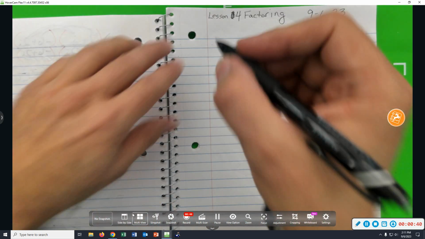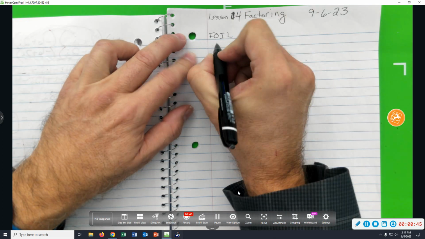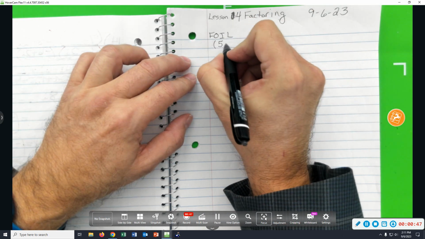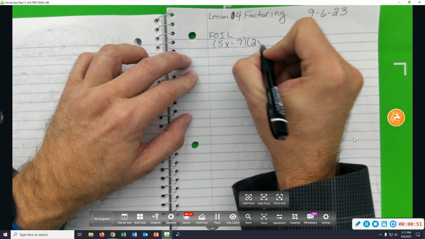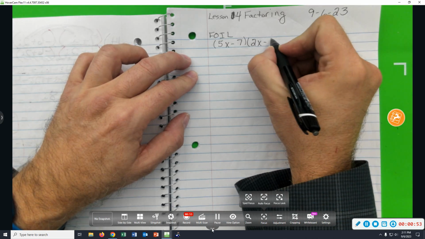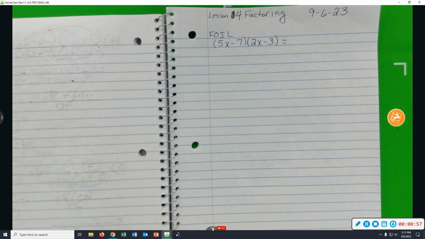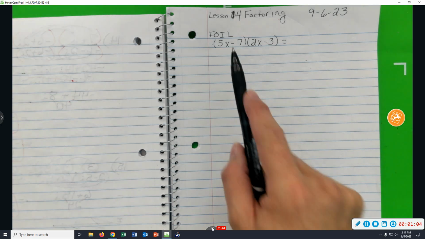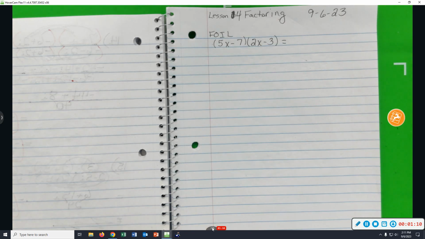I want to review something that we were doing last week. FOIL. Suppose we had 5x minus 7 times 2x minus 3. This isn't anything new. We were doing it last week, but instead of x's, what variable did we have? It was i. We had i's instead of x.